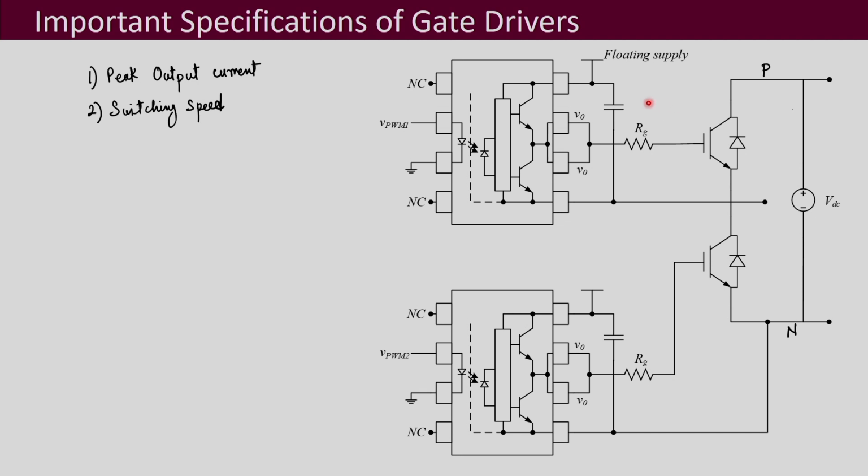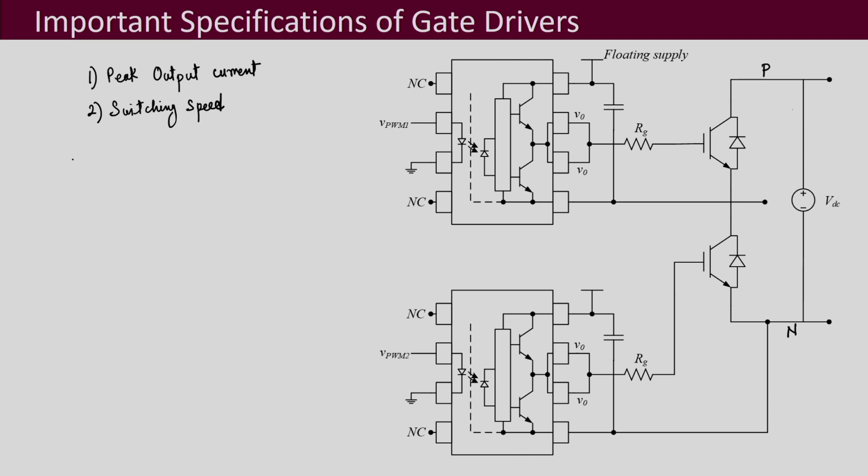Okay, and then your switching speed, now you have a certain requirement of your switching frequency, let us say 50 kilohertz or 100 kilohertz, whatever. So your driver should be able to switch at that frequency. The switching speed specification of the gate driver should be greater than the switching frequency that you will be choosing for your design.